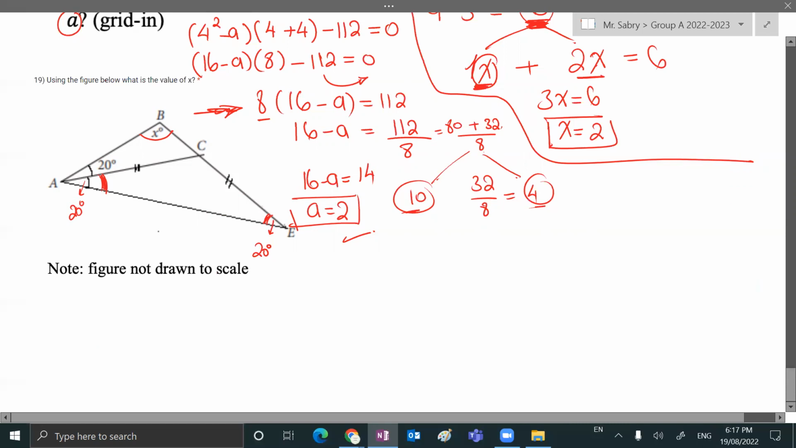Now look at the big triangle, all together. I have this angle here, all together it is 40, and I have this angle here which is 20, and I want to find the third. I do 180 minus 40 and minus 20. The answer here is 120. This is the value of x. Is anything here not clear?